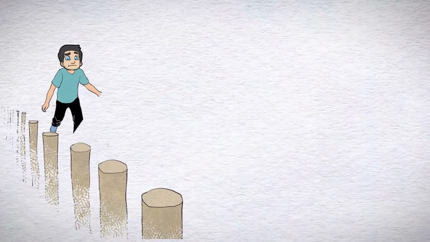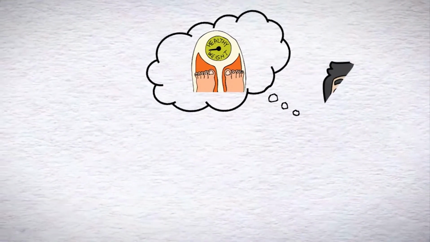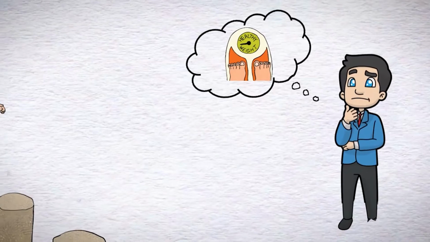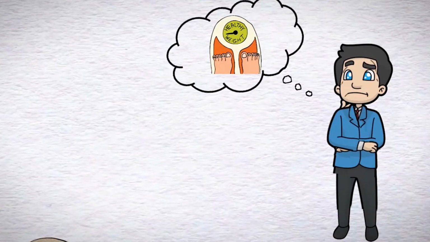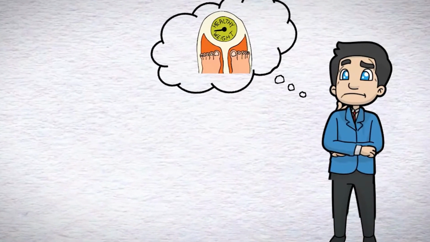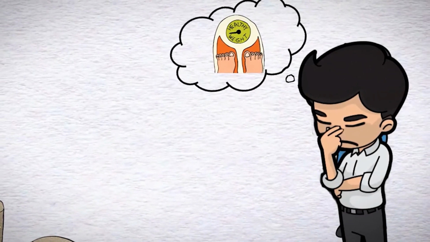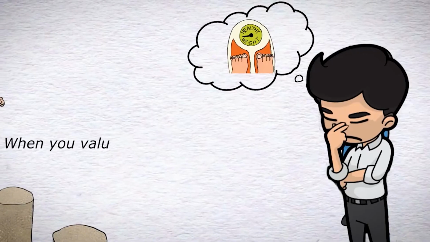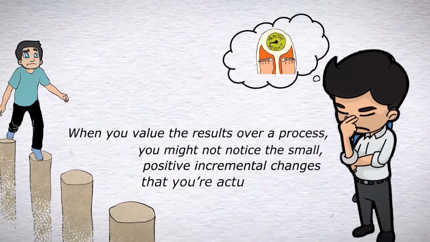The main issue is that it's too easy to become obsessed with our desired results instead of all the steps that are required to get there. This can lead to negative thinking, especially when you encounter a challenging obstacle. For instance, if your goal is to lose 20 pounds and you become consumed with this outcome, you subconsciously tell yourself, I won't be happy until I lose 20 pounds. And even worse, you will focus on what you haven't achieved instead of the behaviors that you can control. You will start to think that you don't deserve happiness until you lose exactly 20 pounds. When you value the results over a process, you might not notice the small positive incremental changes that you're actually making.